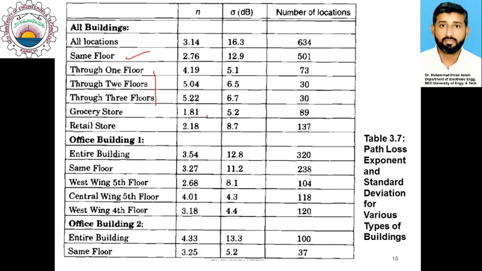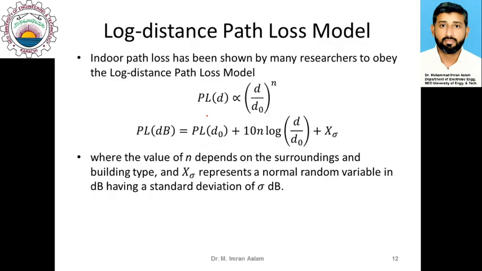Okay, so these are some of the discussions related to some of the models which are representing the propagation in an indoor environment. So we conclude our discussion on indoor propagation here. We have discussed a variety of different models, and in the last we also discussed this log distance path loss model. So this is one of the most commonly used models to represent the propagation in indoor environment as well, and the same model can also be used to model the propagation in an outdoor environment.